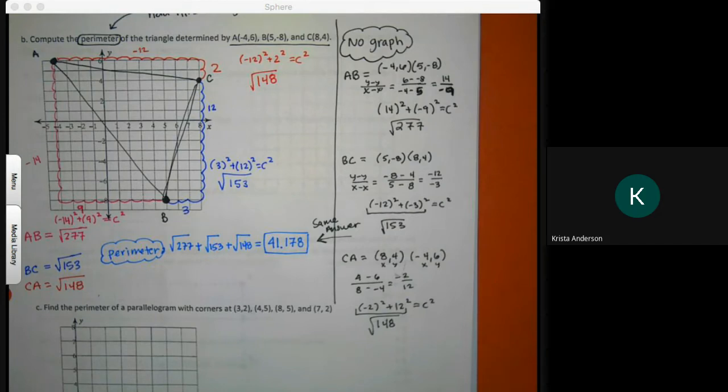Which way do you think you will try on the assignment? The graphing or no graph? No graph? Graph? Graphing? Okay.